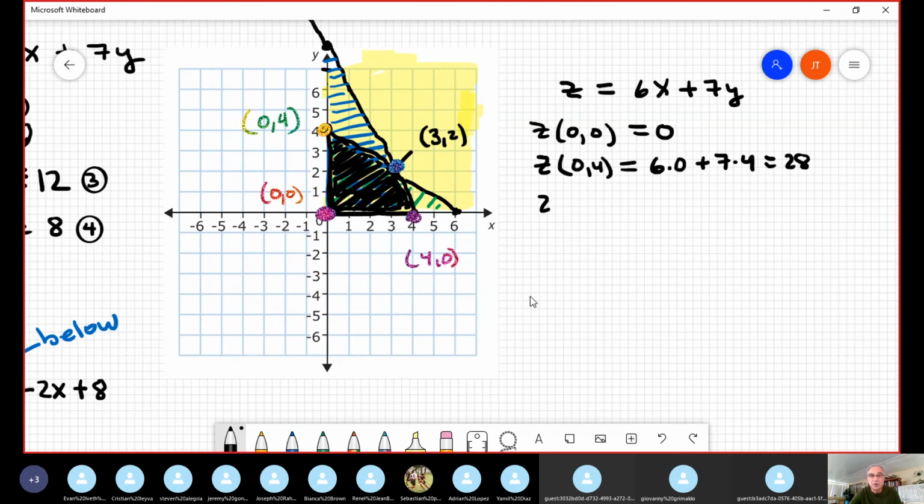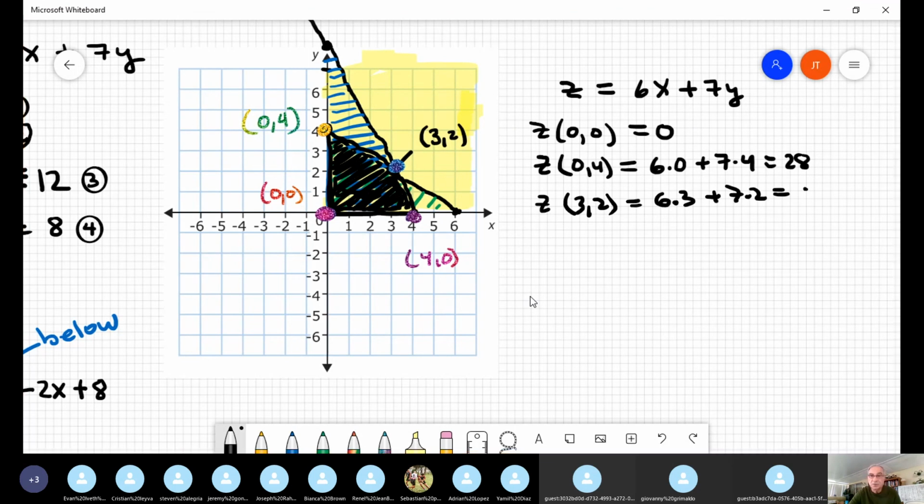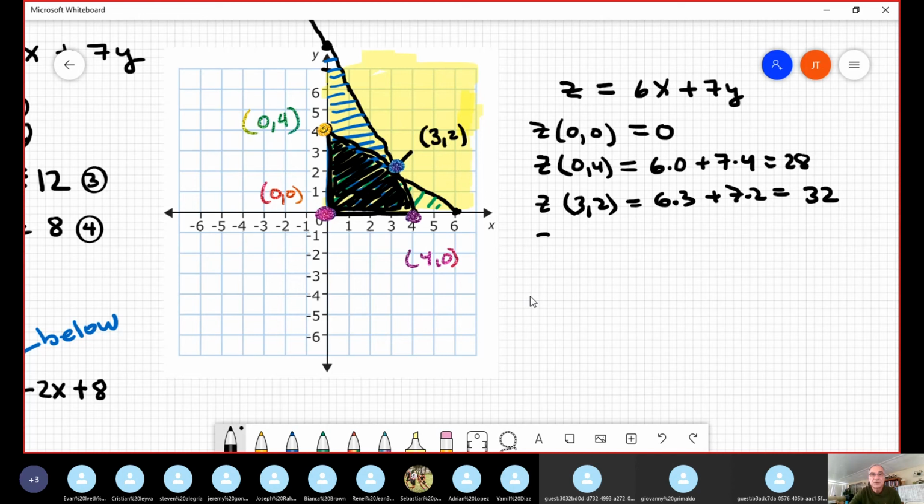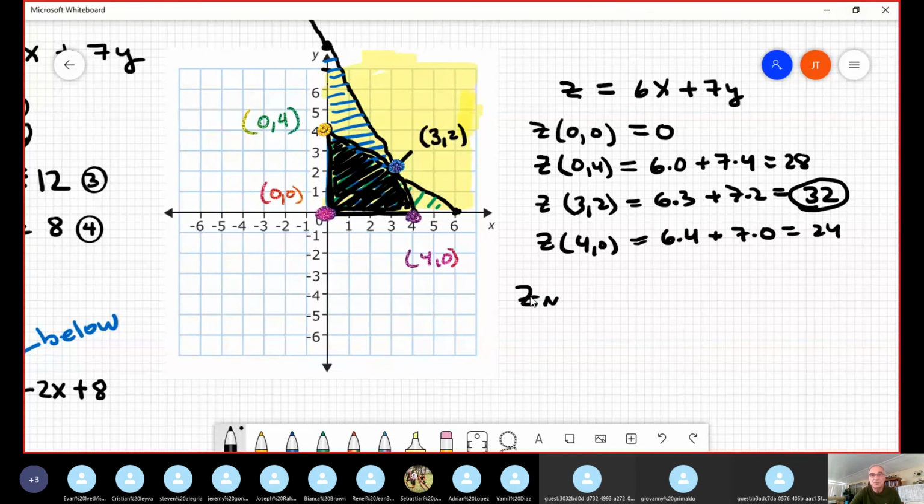And now what's the next corner? It's (3, 2). It's 6 times 3 plus 7 times 2. It's 18 plus 14, 32. And the last one, (4, 0), is 6 times 4 plus 7 times 0, which is 24. It's obvious that 32 is the maximum value, so C maximum is equal to 32 at the point (3, 2). In other words, x is 3 and y is 2.